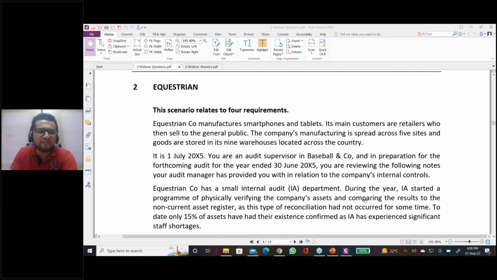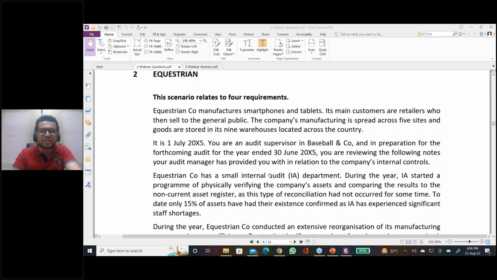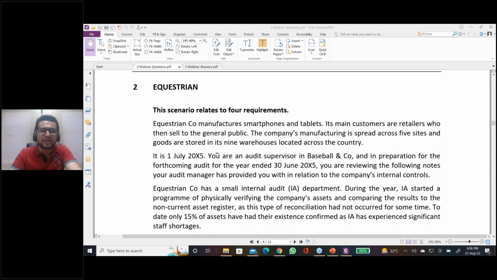Okay, now considering the fact that we are done with the exam requirements and the marking scheme, and we have also understood how to explain the deficiency, how to explain the recommendation, how to write a test of control and all that stuff, now it's time to move to the past paper questions. And the past paper question number one, which I've selected for today's session, is what we call Equestrian.